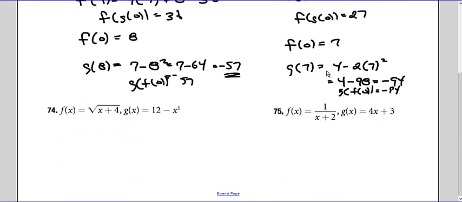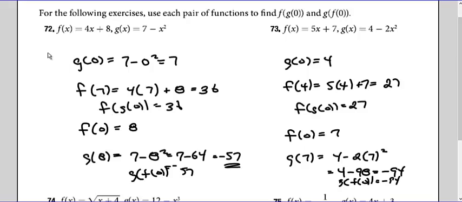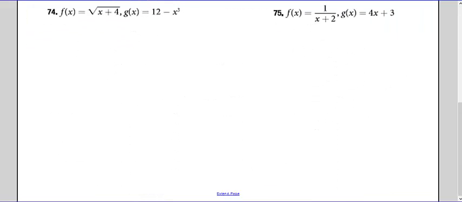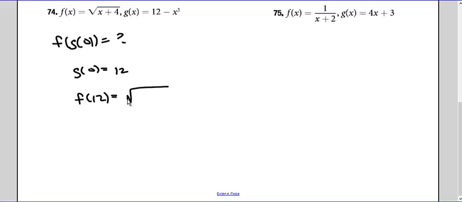Okay, what I'm going to do here is switch these out. So I'm going to erase this part right now, this whole part here. Oh, I don't need to because it's a function, so I don't have to put what's up there. Okay. So we're doing f of g of 0. So g of 0 is 12, just taking the constant part. And then we do f of 12. So that's the square root of 12 plus 4, which is the square root of 16, which is 4.